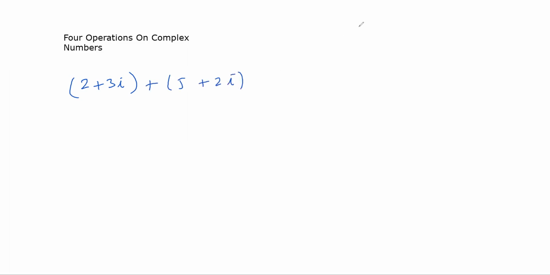Okay, this is just like if you have, for example, 2a plus 3b and then you have 5a plus 2b. So as you add the like terms in algebra, this 2a will be added with the 5a, so you have 7a, and 3b will be added with the 2b, so that is going to be 5b. So the real part is added with the real part, and the imaginary part is added with the imaginary part.